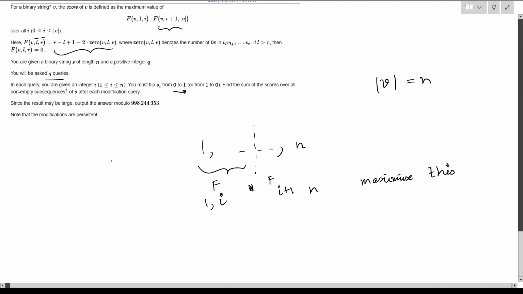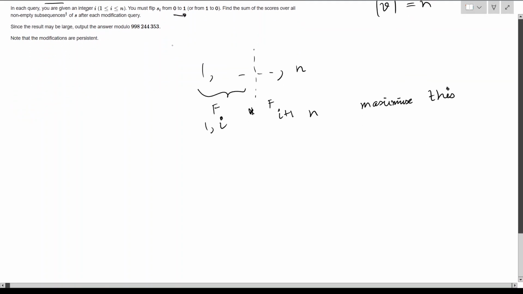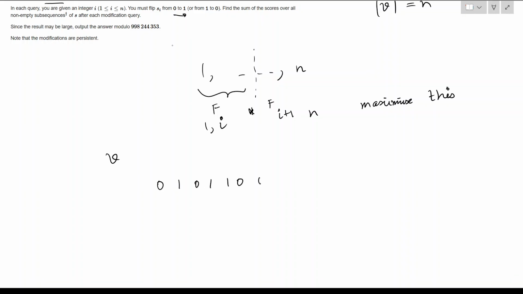Okay, so the first step to any counting problem is better understanding what we're trying to count or sum or whatever it is that we're really trying to do. Here we have this very weird expression called the score of v. So it is in our best interest to first characterize what that means. So v is a sequence, of course, of zeros and ones. So let's perhaps take an example.